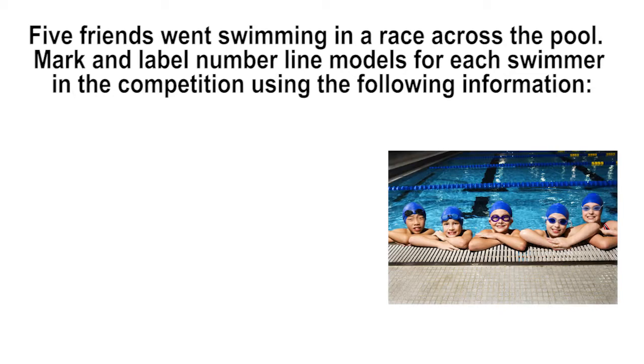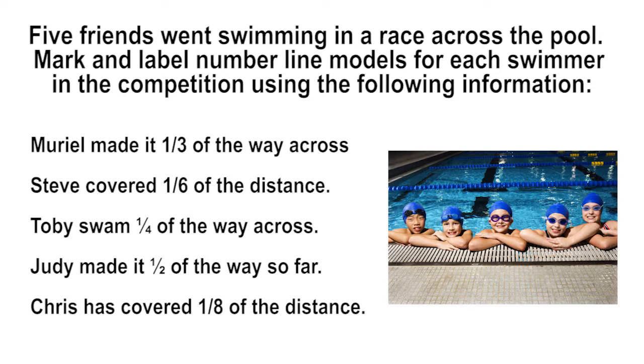Here is the problem. 5 friends went swimming in a race across the pool. Your student is to mark and label number line models for each swimmer in the competition using the following information. Muriel made it 1/3 of the way across. Steve covered 1/6 of the distance. Toby swam 1/4 of the way across. Judy made it 1/2 of the way so far. Chris has covered 1/8 of the distance.